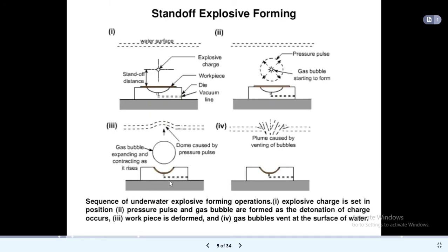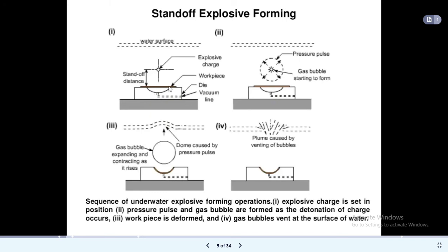What is the purpose of this vacuum line? If air is trapped between this, and when the pressure is applied by the wave or this explosive, then the material will get formed into it, but air is trapped inside this cavity.